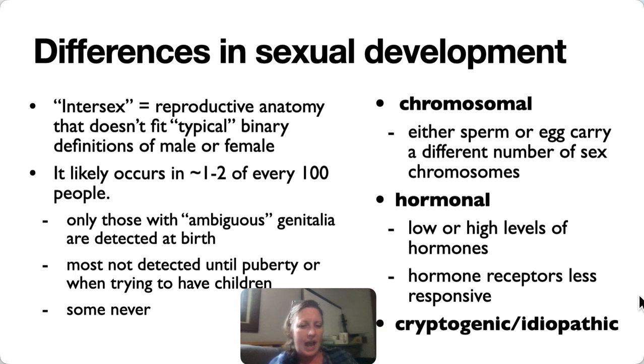Then there's a third category, which we call cryptogenic or idiopathic. What this really means is that we have no idea what's causing it. We don't know the mechanism. Crypto is like mystery. Genic means to create. And idiopathic means we don't know what the source of it is. So you may hear both of these terms as you're learning about differences in sexual development.